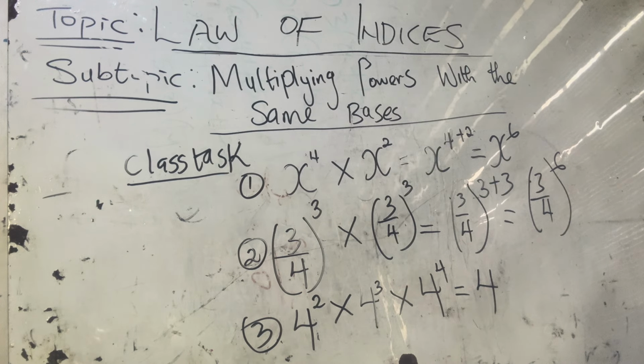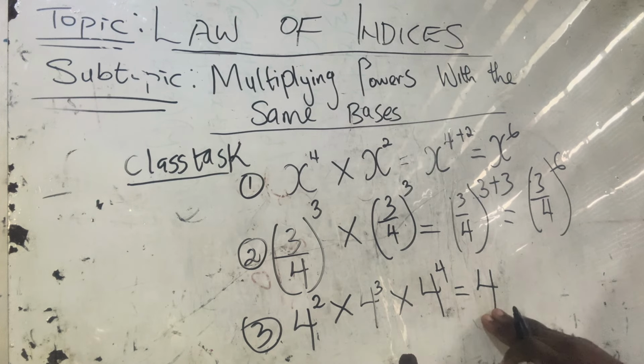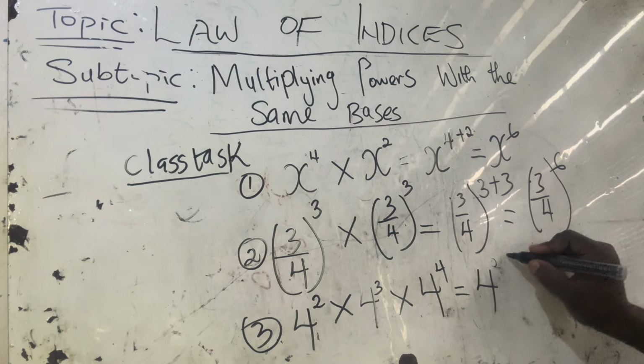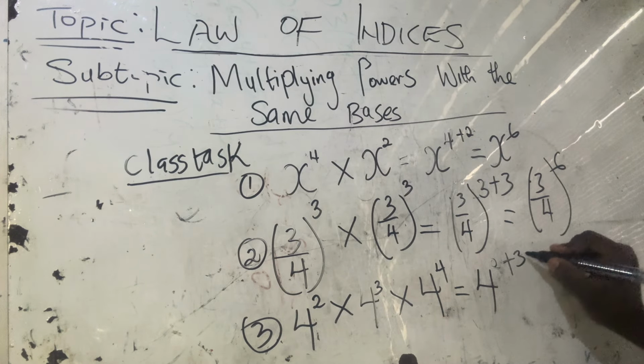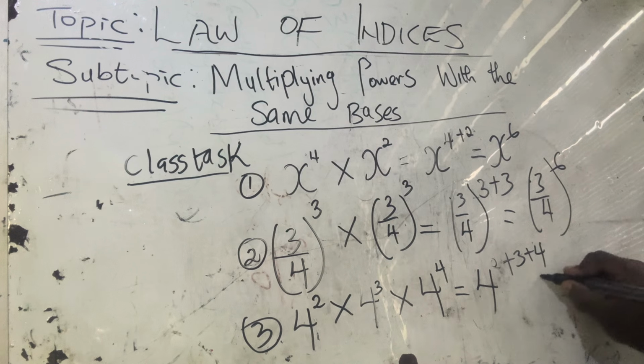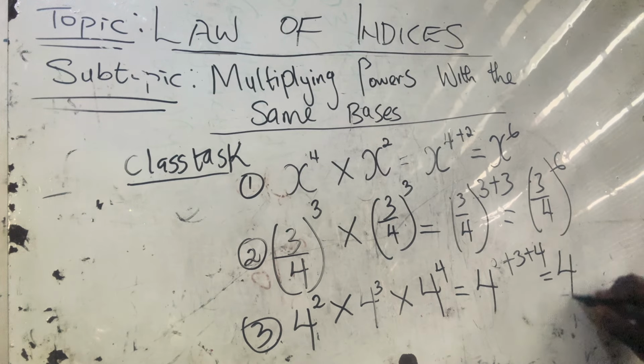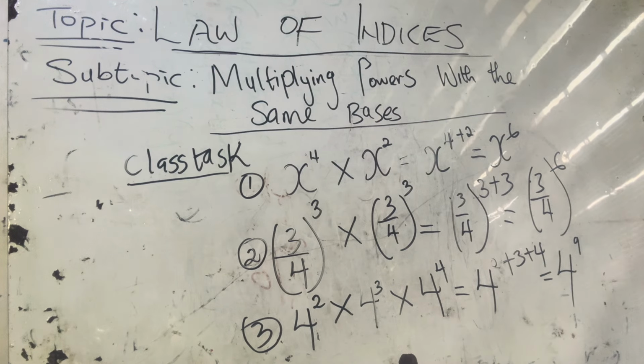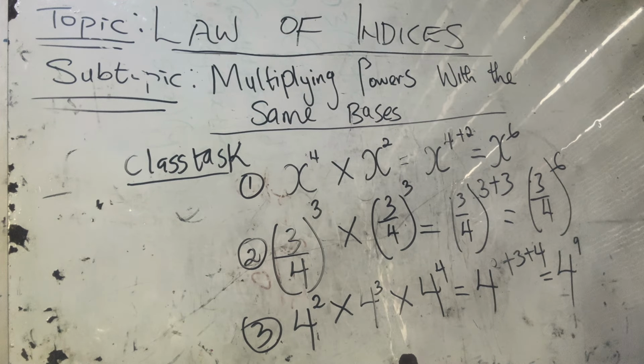10. Now, after writing out the base, we are going to add the powers together by saying 2 plus 3 plus 4, which will give us what? 4 raised to power what? 9. 4 raised to power 9.